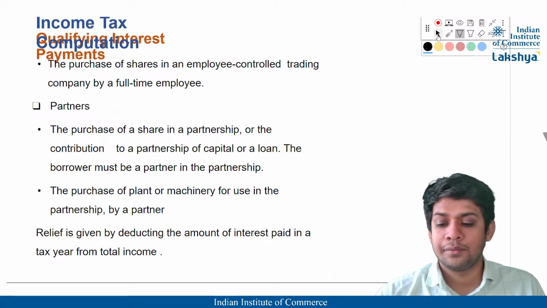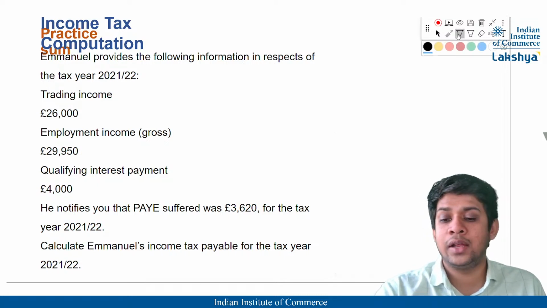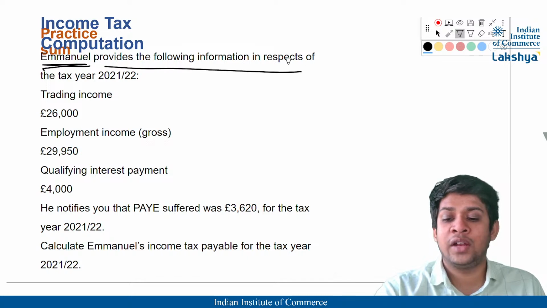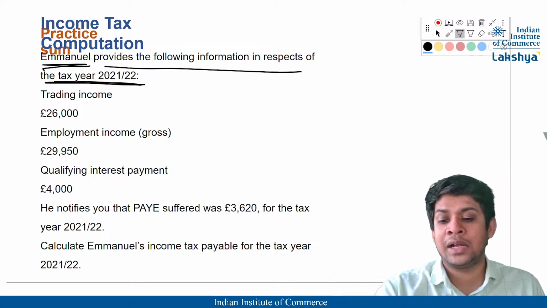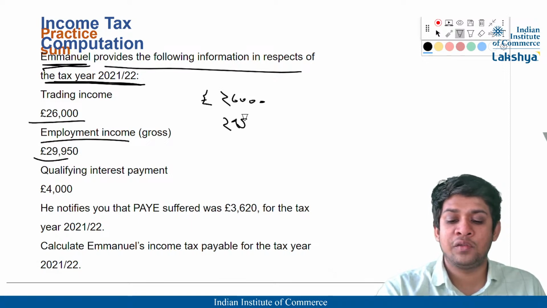Okay. And obviously it will be deducted. Let us look through this scenario quickly. Emmanuel provides the following information in respect of the tax year 2021-22. He has a trading income of £26,000, and employment income of £29,950.